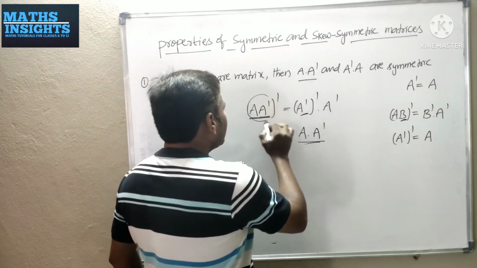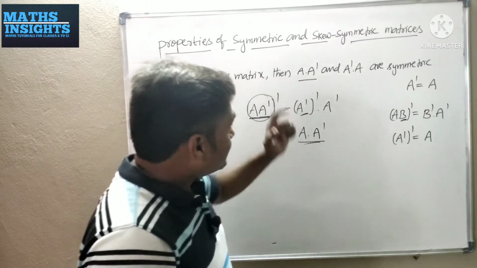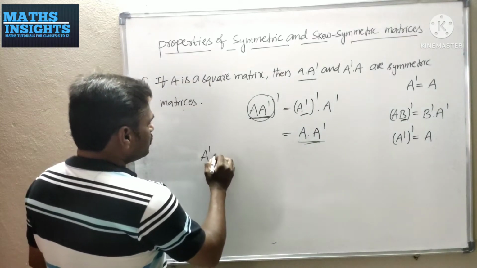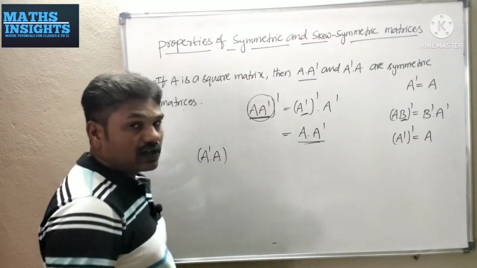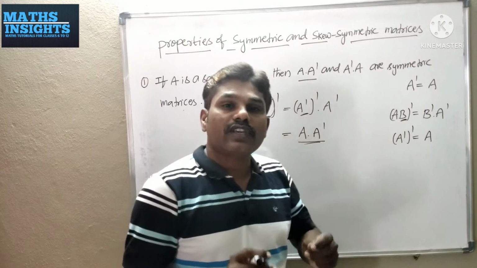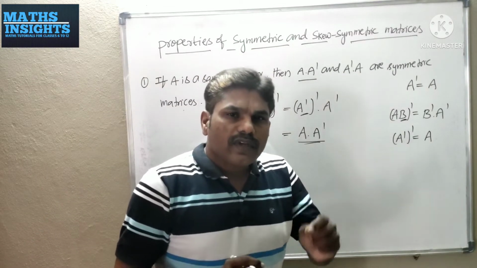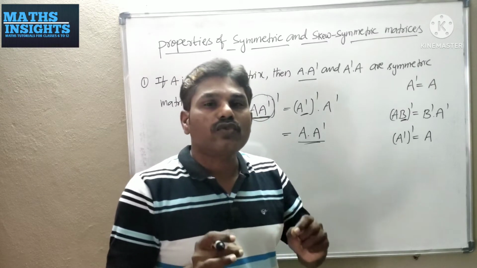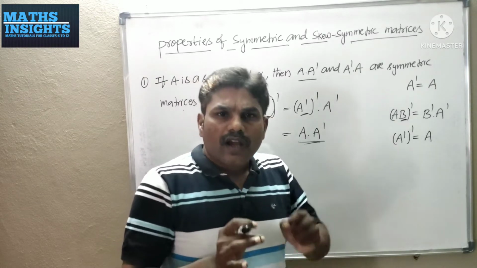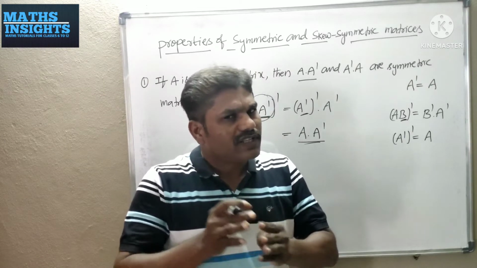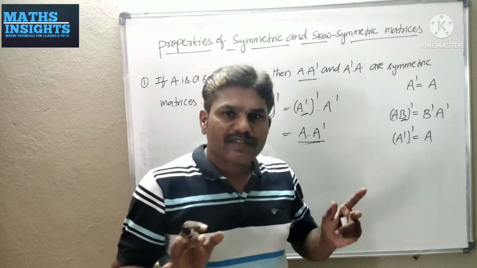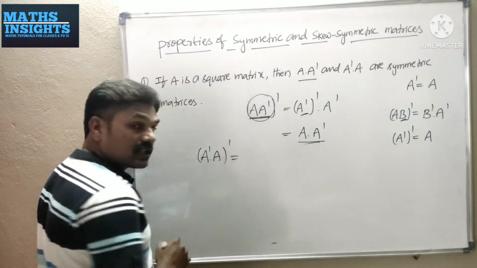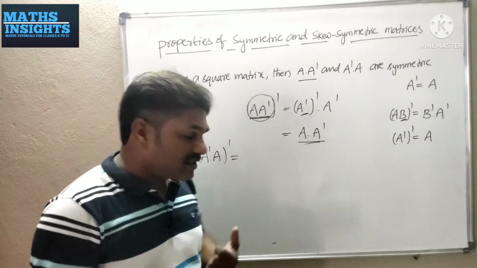Therefore, this A into A dash is a symmetric matrix. Similarly, you can verify whether A dash into A is also symmetric or not. Definitely keep in mind that to verify whether any matrix is symmetric or not, you have to take its transpose. After taking the transpose, if you get the same matrix again, then it is symmetric, otherwise not. So I am taking the transpose of this to verify its symmetry.